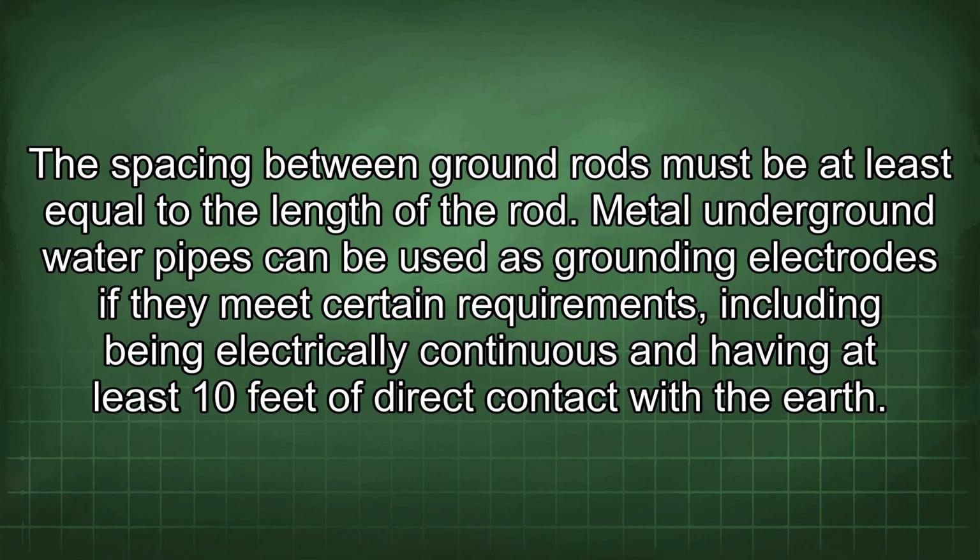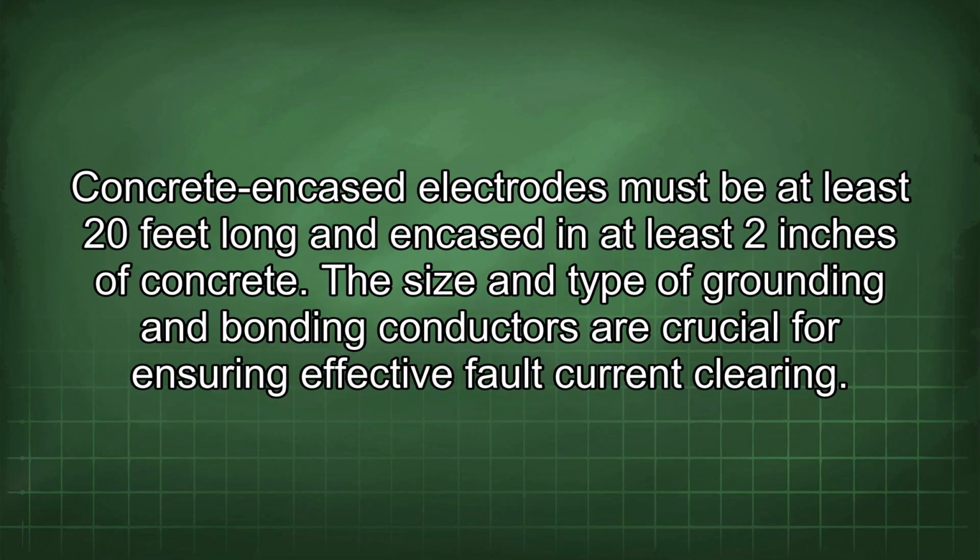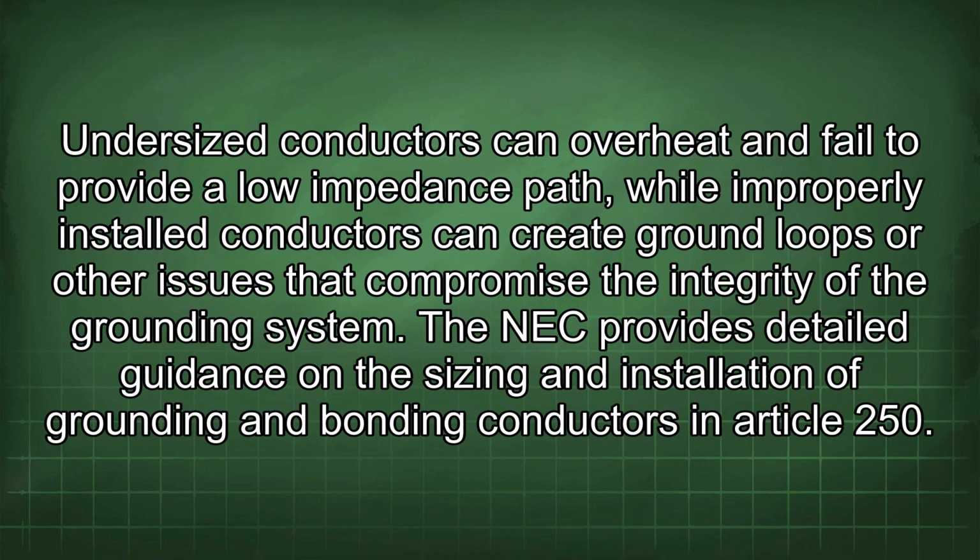Metal underground water pipes can be used as grounding electrodes if they meet certain requirements, including being electrically continuous and having at least 10 feet of direct contact with the earth. Concrete encased electrodes must be at least 20 feet long and encased in at least 2 inches of concrete. The size and type of grounding and bonding conductors are crucial for ensuring effective fault current clearing. Undersized conductors can overheat and fail to provide a low impedance path, while improperly installed conductors can create ground loops or other issues that compromise the integrity of the grounding system.